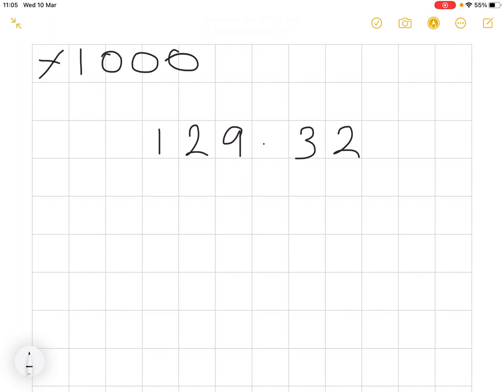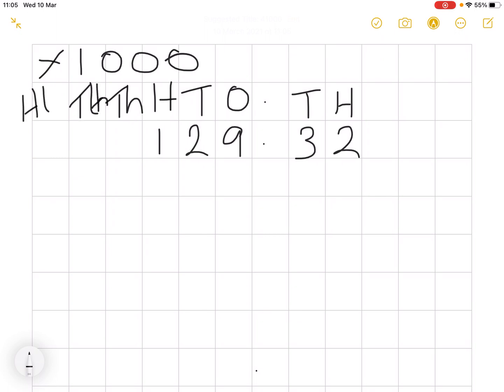to the left. I'm going to use my place value headings to help me. So I'm going to put them above my numbers so it helps me to move my numbers along. So I've put my 1 under the hundreds, my 2 under the tens, my 9 under the ones, my 3 under the tens, and my 2 under the hundreds. I know that I'm going to need a few more, so I'm going to put my thousands on, my tens of thousands, and my hundred thousands.